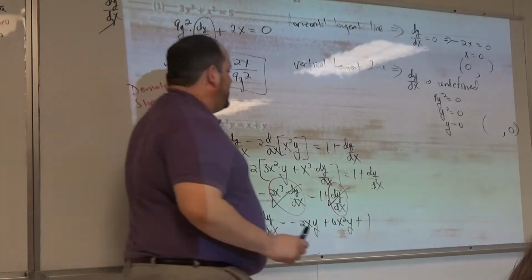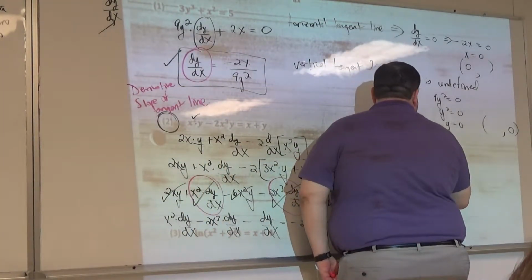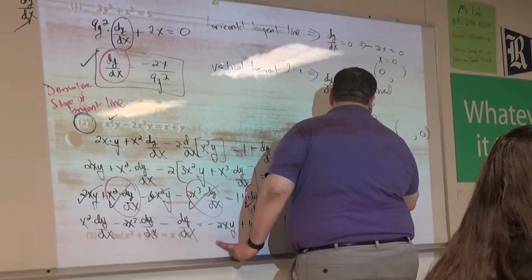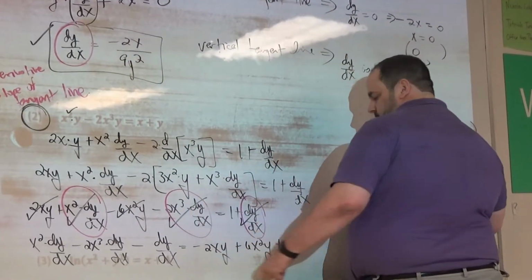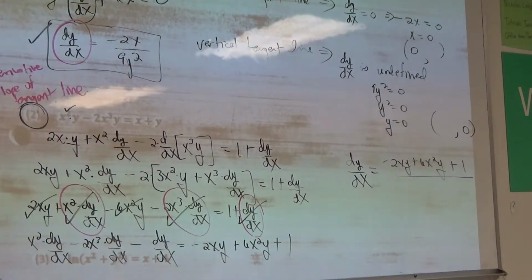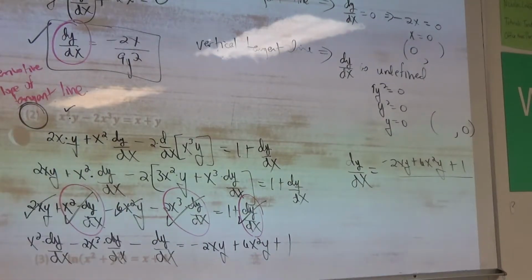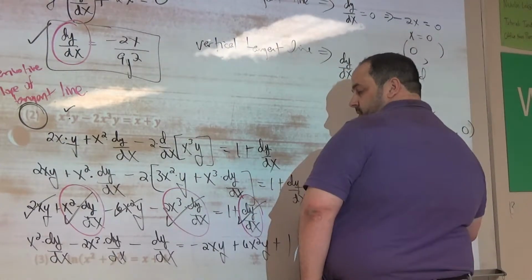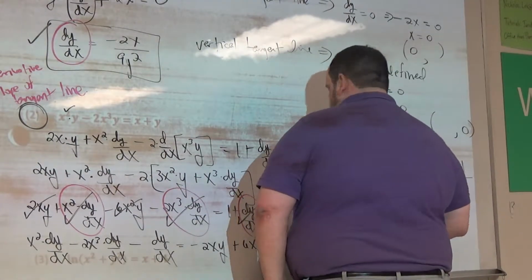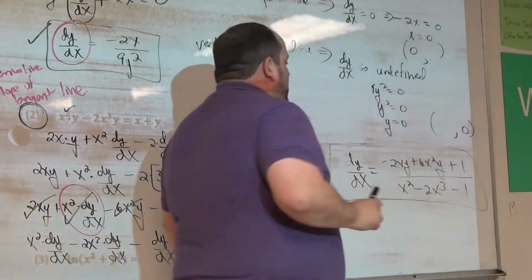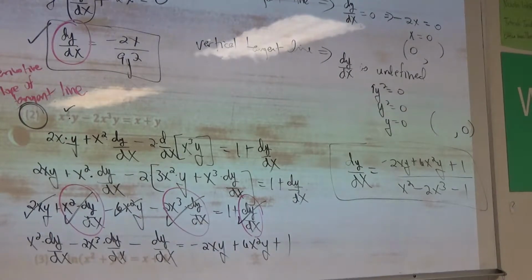And then you divide both sides by all the stuff. And I know back in the day, most of you were really comfortable with just jumping straight to negative 2xy plus 6x squared y plus 1. And what am I dividing by? All the stuff that you get after you factor out the dy dx. So you're going to divide by x squared, you're going to divide by negative 2x cubed, you're going to divide by negative 1. There's dy dx.